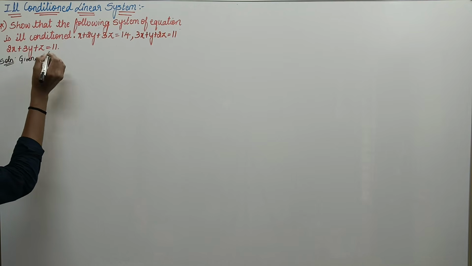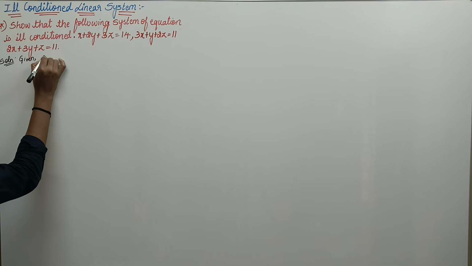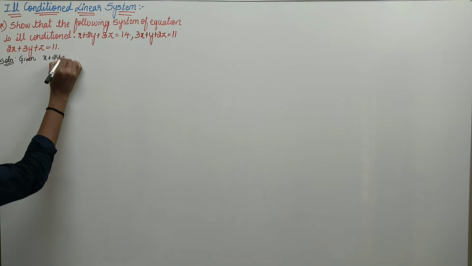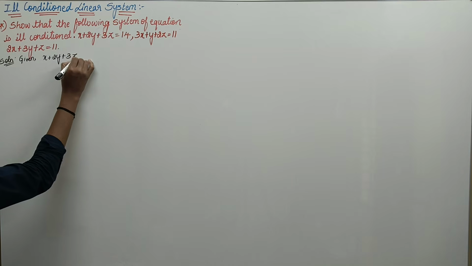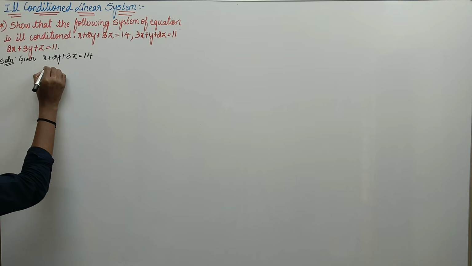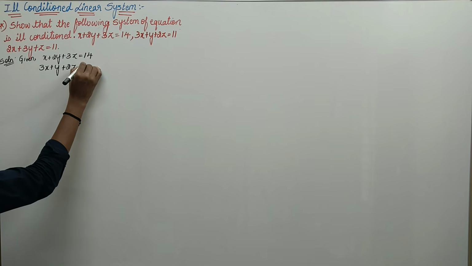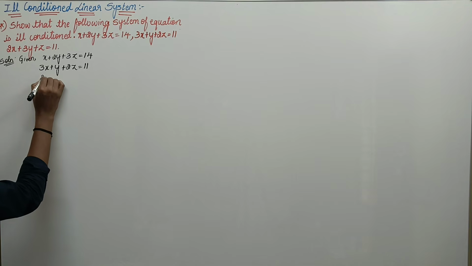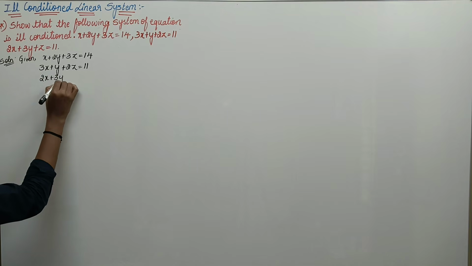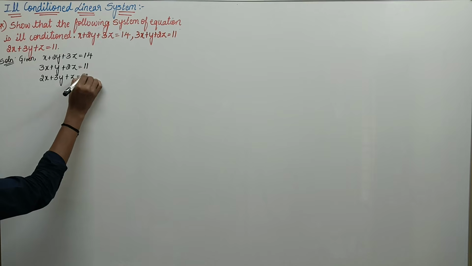First, whatever system of linear equations they have given, what is the linear equation? x plus 2y plus 3z equal to 14. Next, 3x plus y plus 2z equal to 11. And 2x plus 3y plus z equal to 11.